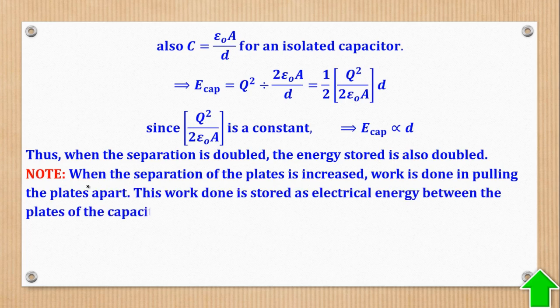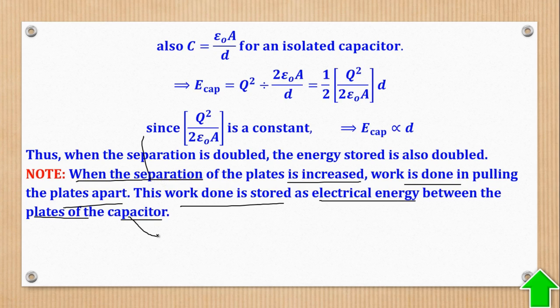So this is just a note for you to easily understand this, that when the separation of the plates is increased, work is done in pulling the plates apart, and this work done is stored as electrical energy between the plates of the capacitor. So this one is just to help you to remember that when the separation increases, work is done and therefore energy also must increase. But the question wanted what happens when it is doubled. So you had to go through this and you say when the separation is doubled, energy stored is doubled. Full stop. If they ask what happens when the separation is increased, this is what you would have written.